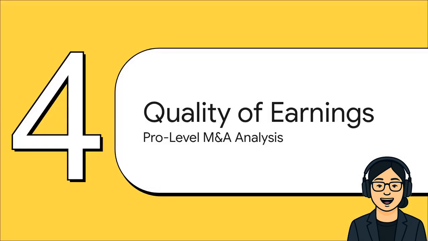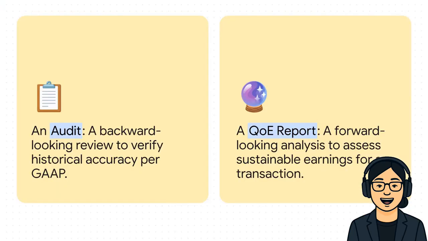Okay, so we have these rules. How do the pros use all this in the real world, especially when the stakes are massive, like in a huge M&A deal? Well, they take this whole idea of adjusting numbers to the next level. They don't just look at the standard audit. I mean, an audit is backward looking, right? It just confirms the past numbers followed the rules. Instead, they commission a quality of earnings report, a QOE. A QOE is totally different. It's strategic, it's forward-looking. Its whole job is to dig deep into the financials to figure out what a company's sustainable earnings power really is, which is what you need to know to value it properly.